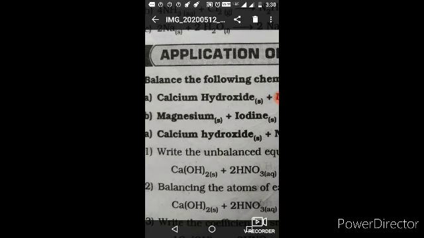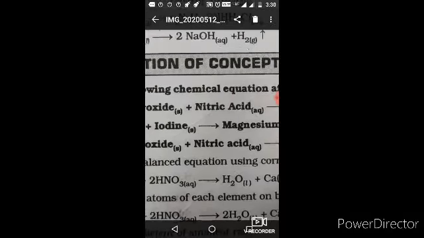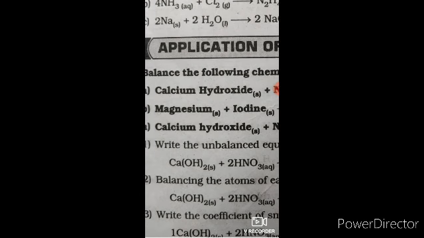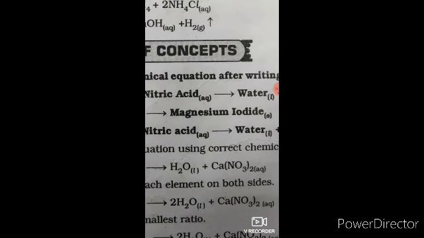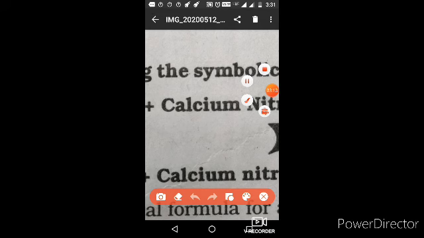See, first example: calcium hydroxide plus nitric acid. You have to write like this: calcium hydroxide Ca(OH)2 plus 2 HNO3. We already balanced nitric acid. HNO3 gives rise to calcium nitrate, calcium nitrate.